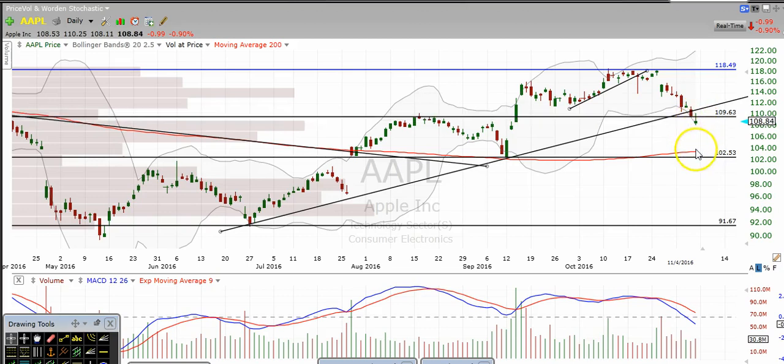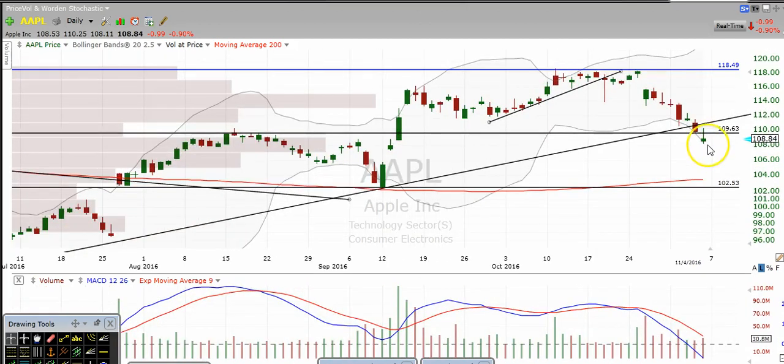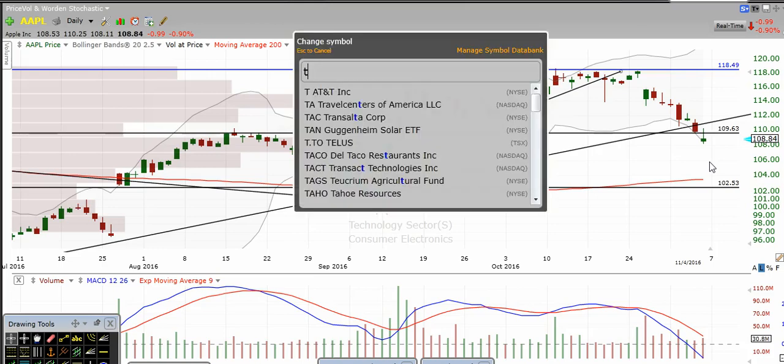That's something you want to pay attention to as well. So we'll see how it reacts to this level. But in the meantime, right now, I do not see a reason to own Apple for a long at this current time. So we'll see how it reacts this coming week, and I'll keep updating you on the progress of this chart. The next one we're going to take a look at is Tesla.